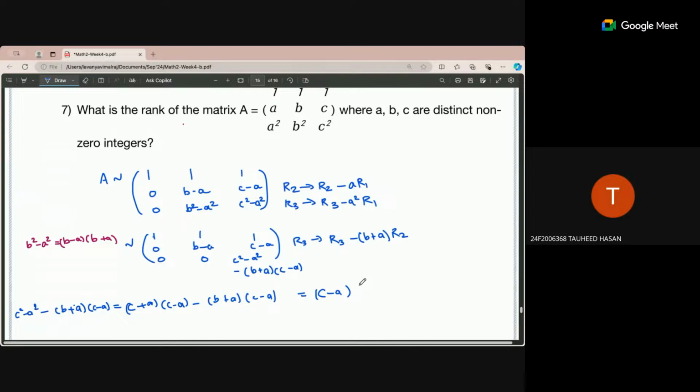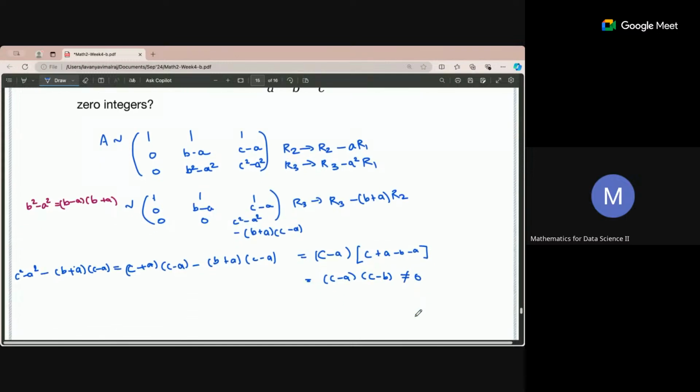C minus A into C minus B, under C plus A minus B minus A. So what's the answer? C minus A into C minus B. And these two are non-zero, because they are distinct. So this term is non-zero. If this term is non-zero, can we divide by this number? Yes. So you see that the last row will become 0, 0, 1.